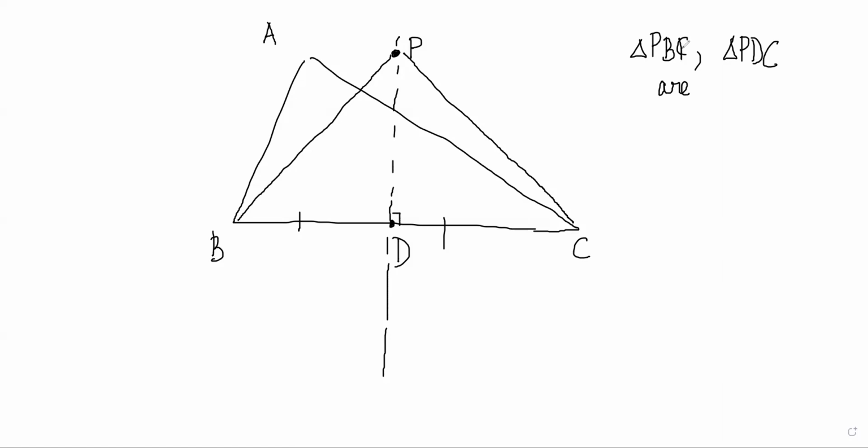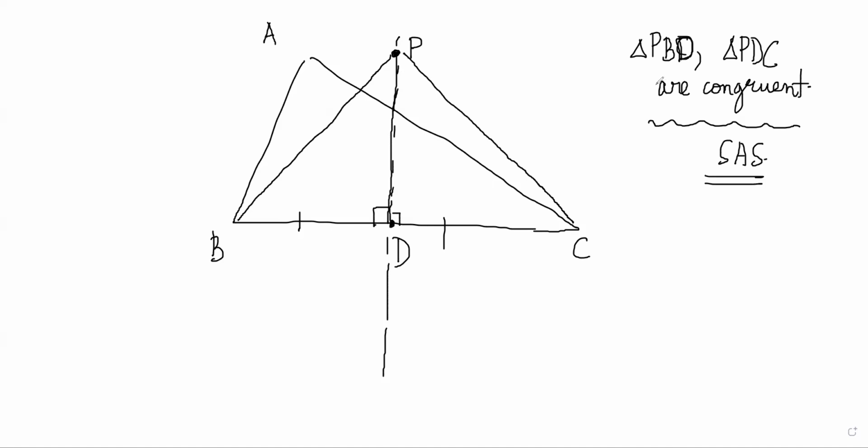PBD and PDC. Do you realize that they are congruent? Yes, sir. Why are they congruent? Like SAS. SAS congruency, they are congruent. So therefore, we know that PB is equal to PC, right? Yes, sir. So that means any point, P was a point that I chose randomly.